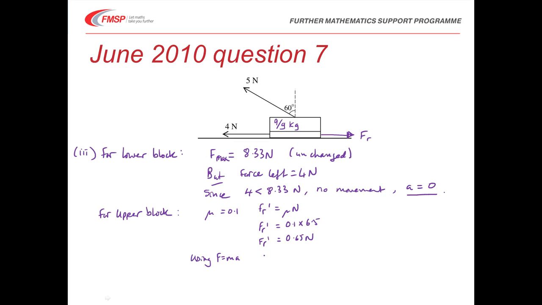And we have the force to the left. Don't forget I haven't drawn the components on here. The force to the left there is 5 sin 60. That's going to be resisted by the force to the right, the friction, and that's the friction acting here. That's my F R dashed of 0.65. And in total that's equal to the mass, which is now 9 divided by g, times the acceleration that we're trying to find. Well, I think let's multiply both sides by g over 9.